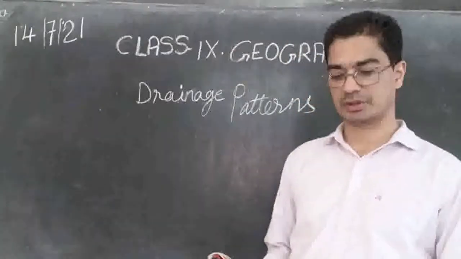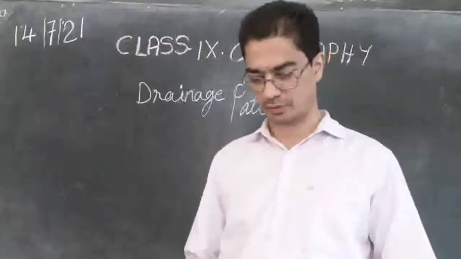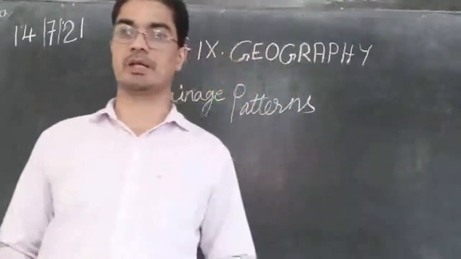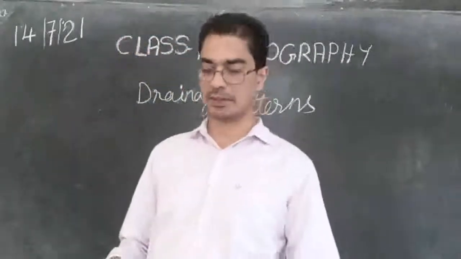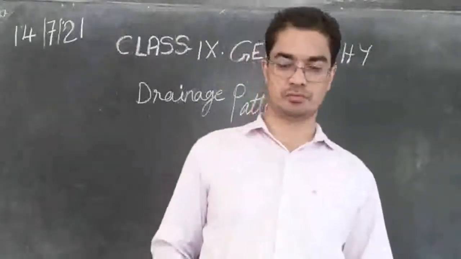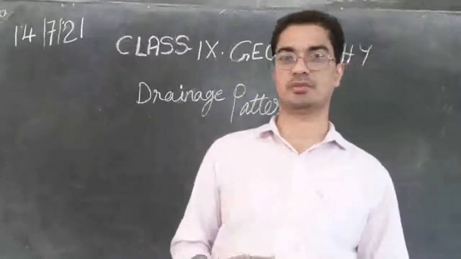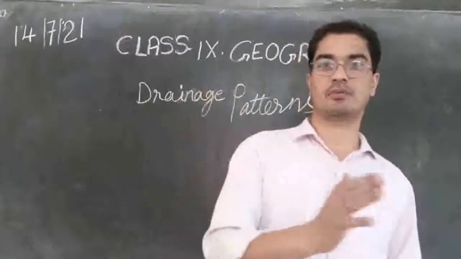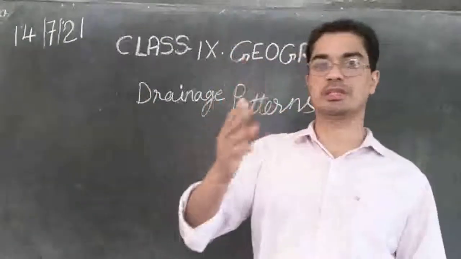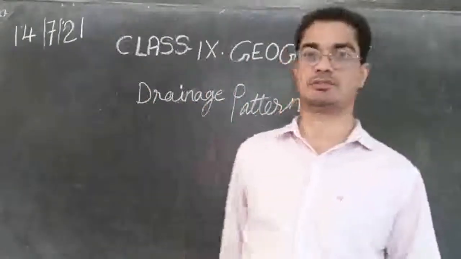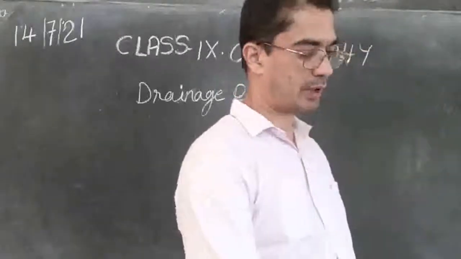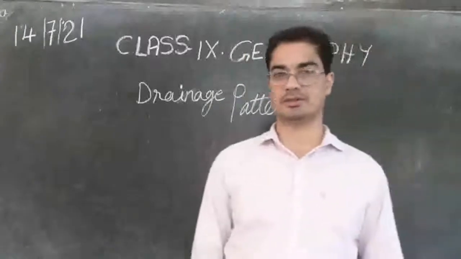So yesterday we talked about the different types of rivers. Some are perennial rivers, some are seasonal rivers, and how the mountains make the division, which is called water divide. So on one side of the mountain, one river will be there, and on the other side of the mountain there will be another river, so the top part of the mountain is dividing the rivers. That is called water divide. So today we shall see about drainage patterns.